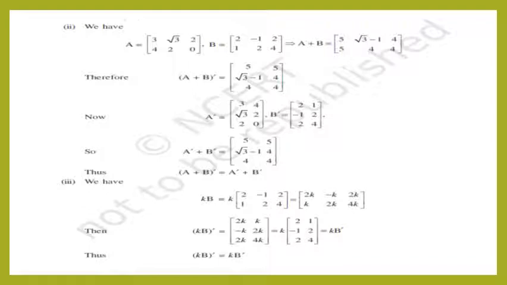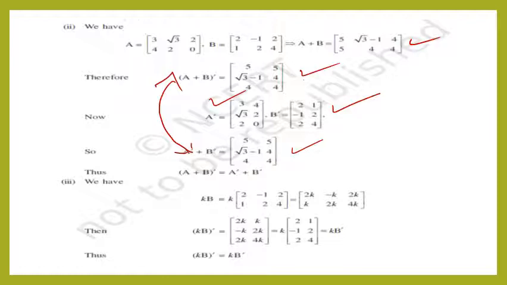What is A plus B? 3 plus 2 is 5, root 3 plus minus 1 is root 3 minus 1, 2 plus 2 is 4, then 5, 4, 4. That is A plus B. What is A plus B the whole transpose? 5, 5, root 3 minus 1, 4, 4, 4. Now A transpose is this, B transpose is this. What is A transpose plus B transpose? 5, 5, root 3 minus 1, 4, 4, 4. So this is (A plus B) transpose and this is A transpose plus B transpose. Both are equal.